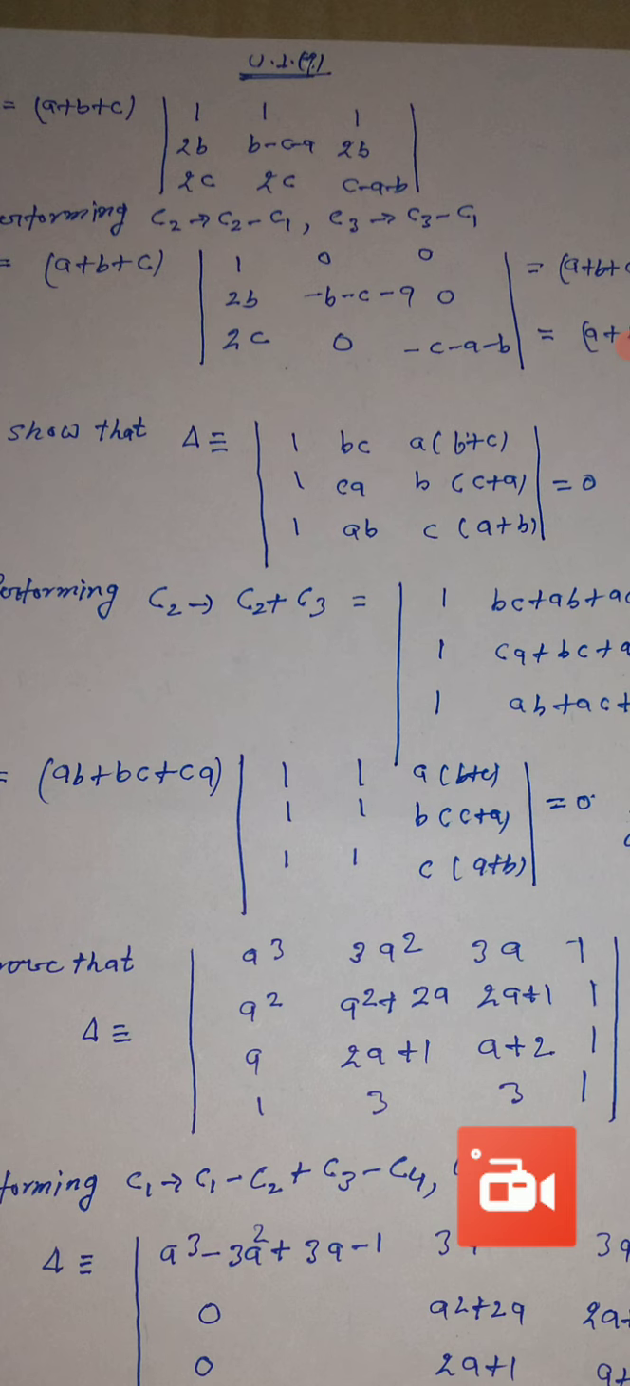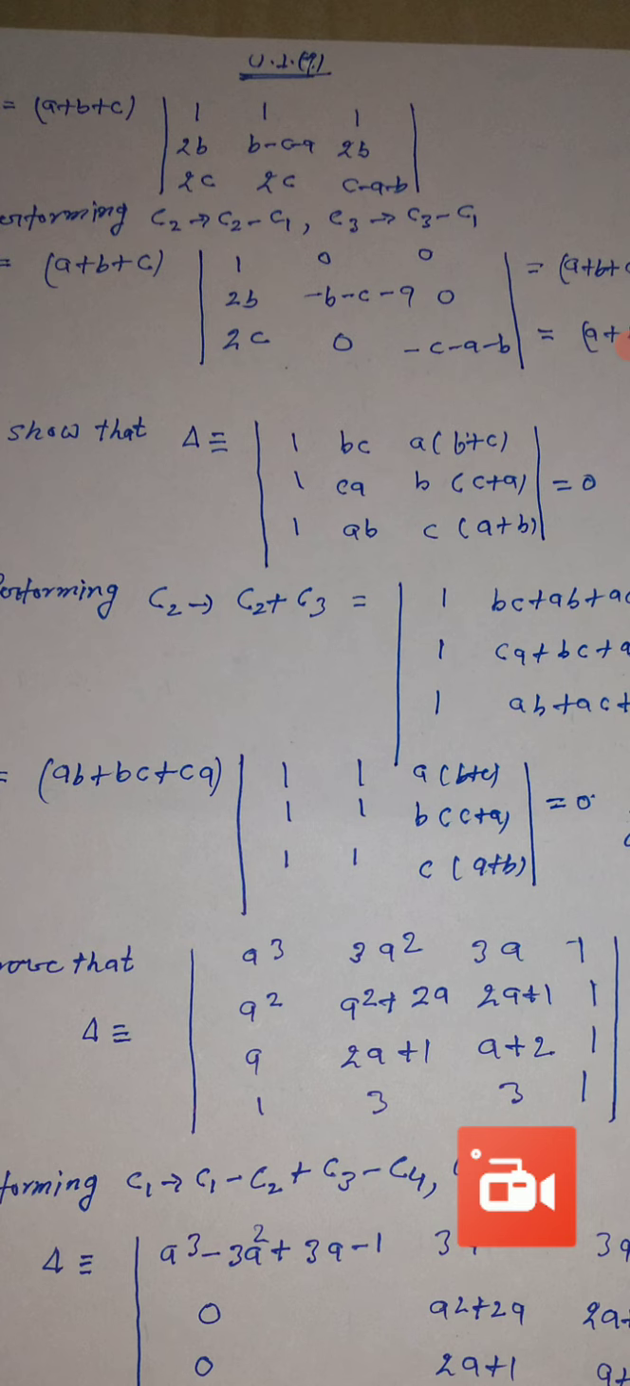This is very simple. Next example, this is also very simple. Delta is equal to the determinant: first row 1 bc a(b plus c), second row 1 ca b(c plus a), third row 1 ab c(a plus b). This is equal to 0. You have to show that its value comes out to be 0. This is very simple.